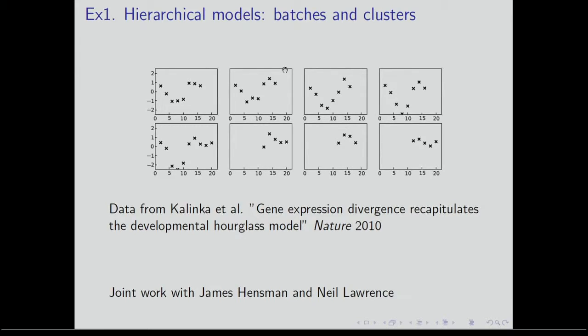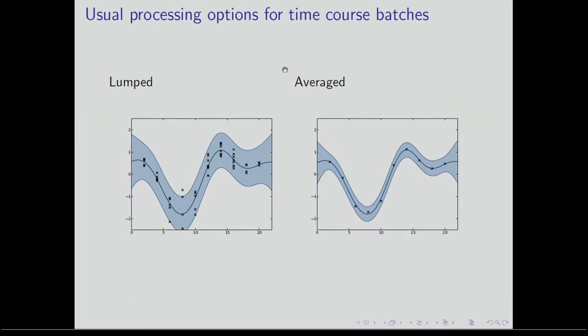And then they give the data over to the bioinformatics team. And they're like, what? What are you doing? And then we come in and say, oh, this is a great example for Gaussian processes. So we can deal with this.